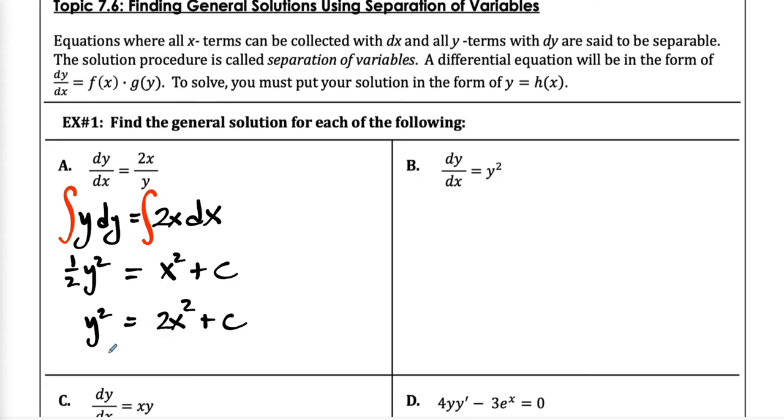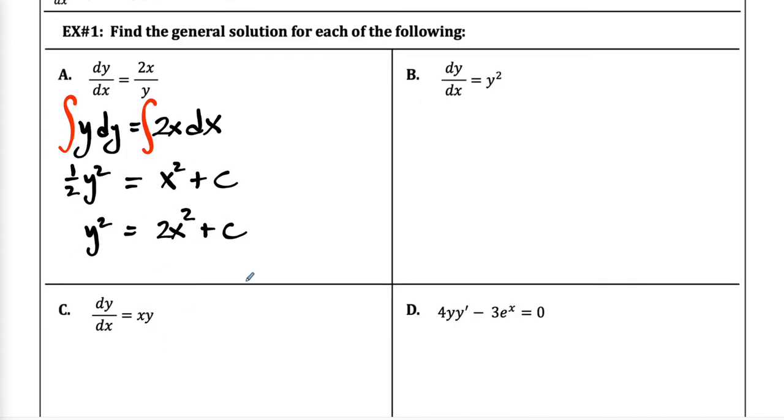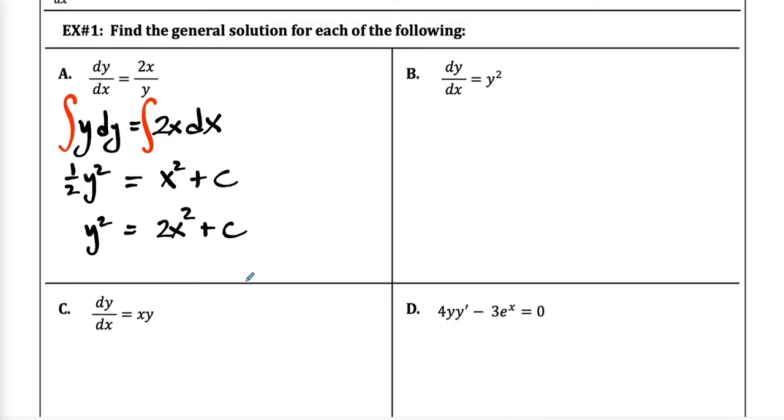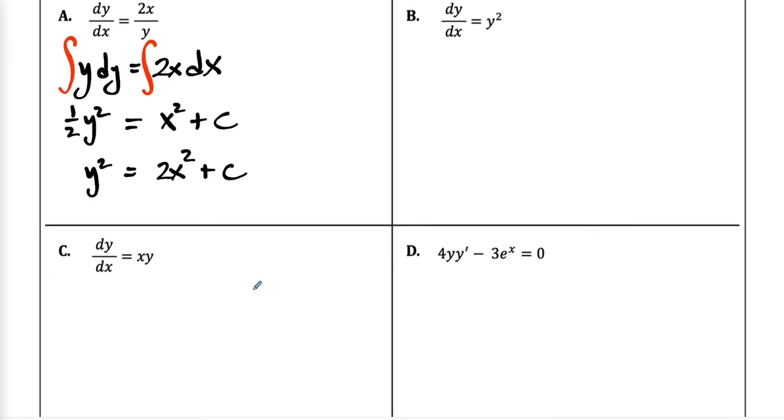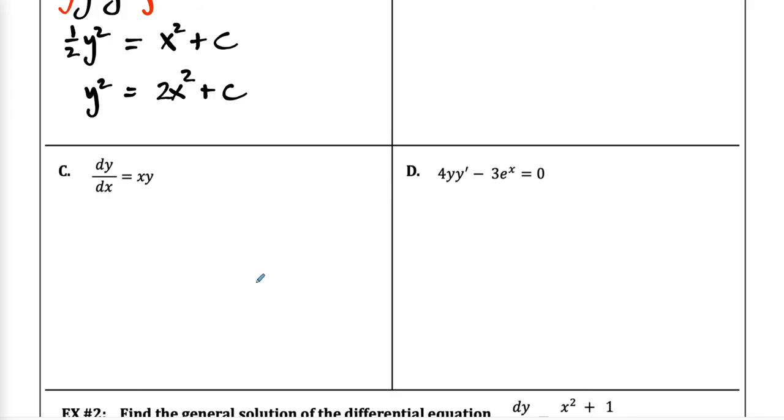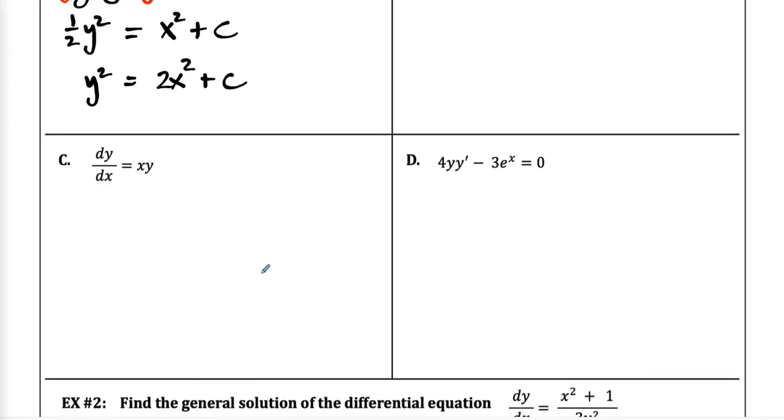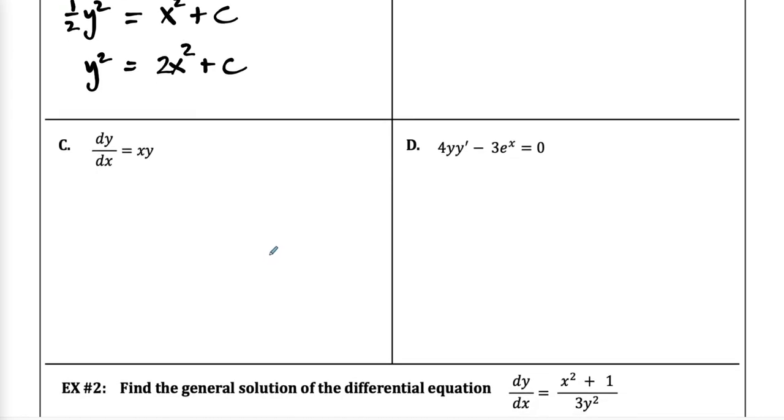Okay, let's go notch harder. C is awfully close to the one we just did. Oh, let's go to D. That definitely looks harder.